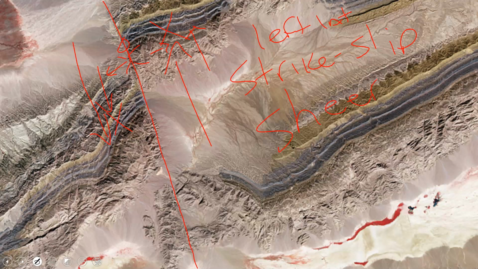So they're working against each other. They go in opposite directions. Okay, so that's how you go about doing that. Hopefully this video helps you out in distinguishing between the different types of faults.